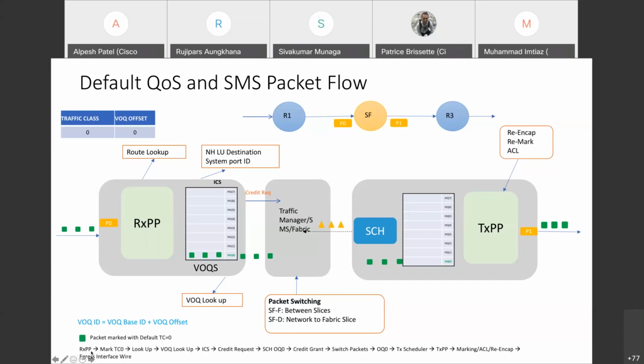The last line, if you see, RxPP does the marking. If there's marking that needs to be done, it marks the traffic to traffic class 0. VOQ lookup happens, and the VOQ is selected based on your classification and marking. And then the ingress credit scheduler comes into the picture, requests the credit, the credit is granted, packets are switched to the output queue, and the TX scheduler comes into the picture and sends the traffic to the packet processor, and then marking or remarking and ACL happen on the egress side and packets are put on the wire. So that's, at a high level, the packet flow within the system.